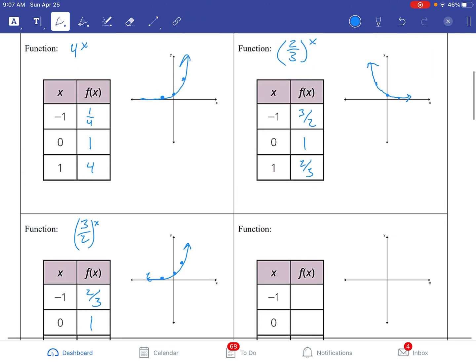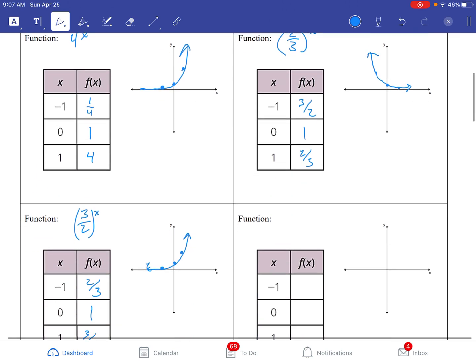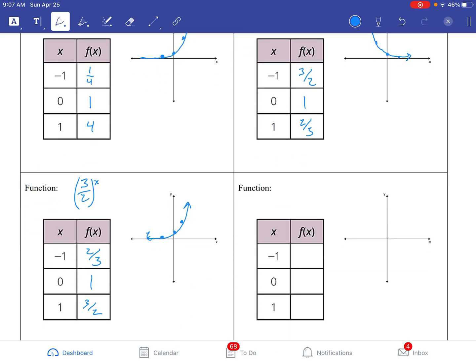Now this one won't be as big as the 4 to the x power because the number for b is a smaller number, so it won't get as big as fast. It'll still get big fast, but not as fast as the 4 to the x. Alright, and the last one we had was 1 over 4 to the x.